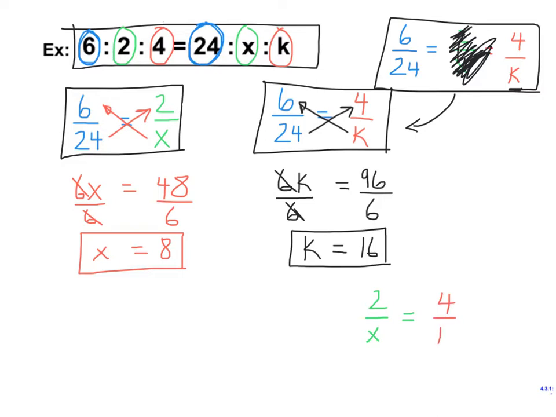2 over x equals 4 over k. That you do not want to do because it would be impossible to find x and k at the same time. So no matter what, we are keeping 6 over 24, and we're dealing with one of the other fractions separately. So we'll actually move on to some of these examples.